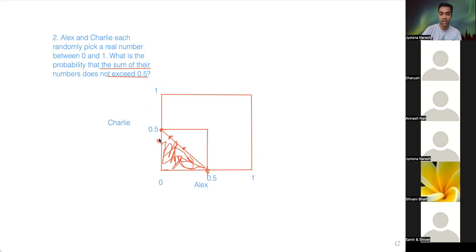Or another way of looking at it is you can find the area of this right triangle. This side is 1/2, this side is 1/2. So base times height times 1/2. So the area of this right triangle is 1/8. So that way also works.